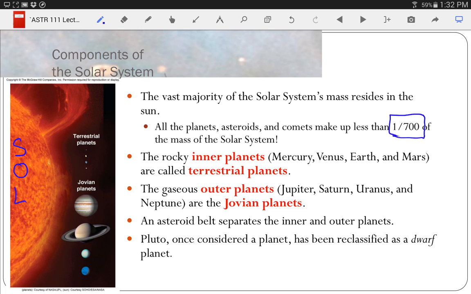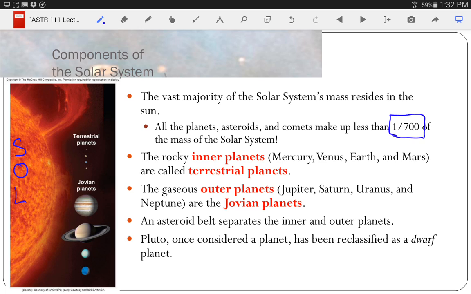The outer planets are the gassy planets, also known as the Jovian planets: Jupiter, Saturn, Uranus, and Neptune. Uranus and Neptune are sometimes called ice instead of gas. We'll talk about the differences. But they're fundamentally different. So you have 2 fundamentally different types of planets.